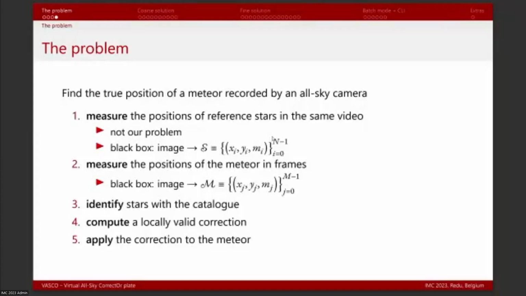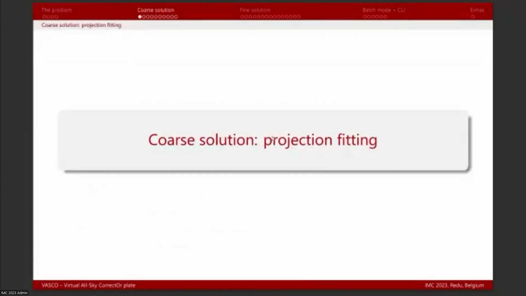Then we do the same thing for the meteor. In every frame of the video, for every dot that can be determined to belong to the meteor, we can do just the same: determine its position and its magnitude. Next, we are able to identify the stars with the help of some catalog. After this is done, if they are identified correctly, we should be able to compute a correction that is valid, at least locally, at the position of the meteor itself, and finally apply it to the position that is measured.